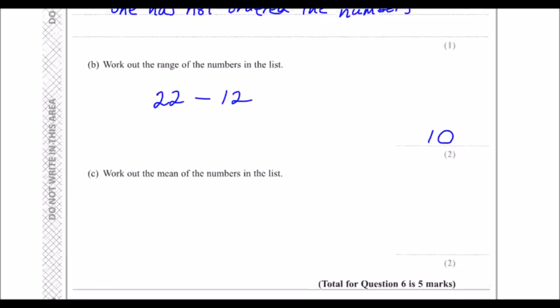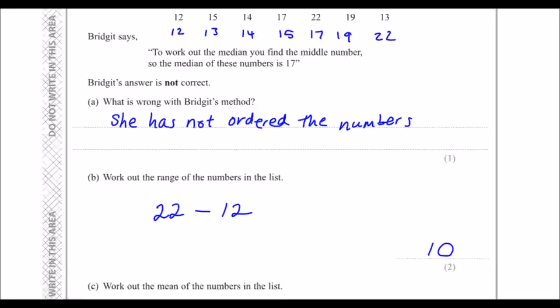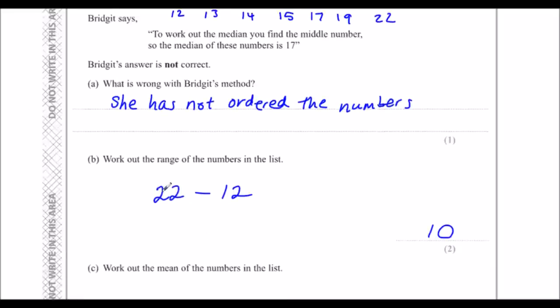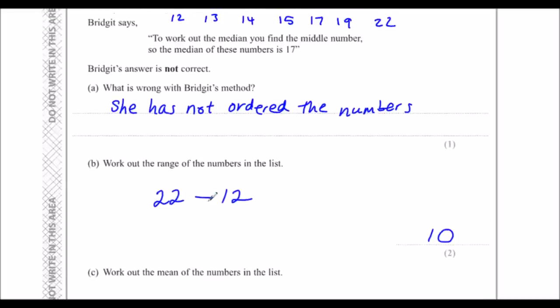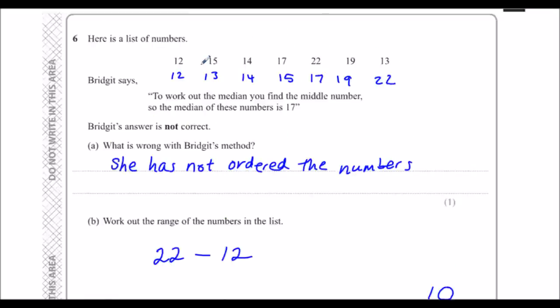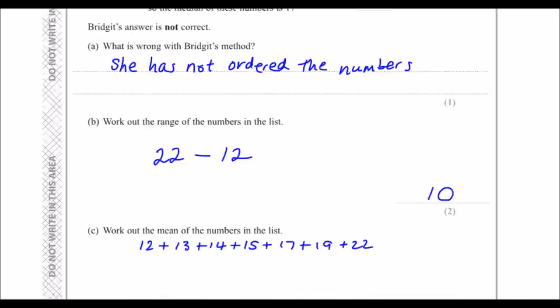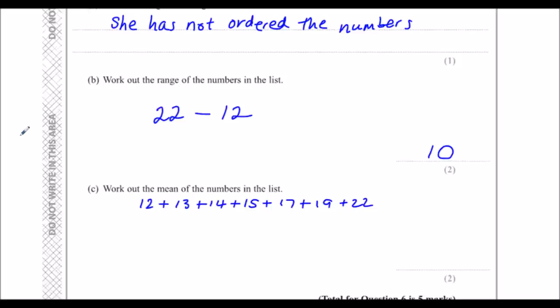And part C, work out the mean of the numbers in the list. So the mean is where you add them all up and divide by how many. So we're going to add up these numbers. So we'll do 12 plus 13 plus 14 plus 15 plus 17 plus 19 plus 22. It doesn't matter if you do them in that order or the order they're originally in, because when you add them up, you should get the same result. So we're going to add up all those numbers, and we should get 112.